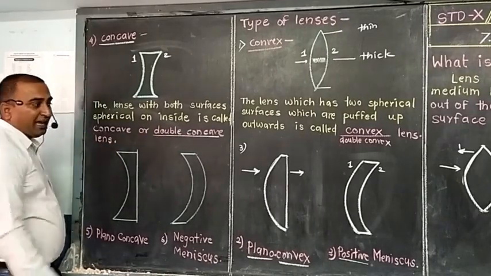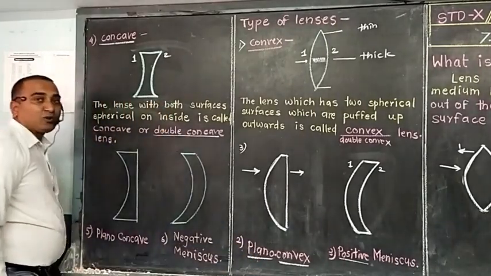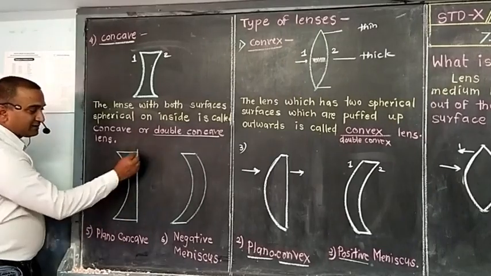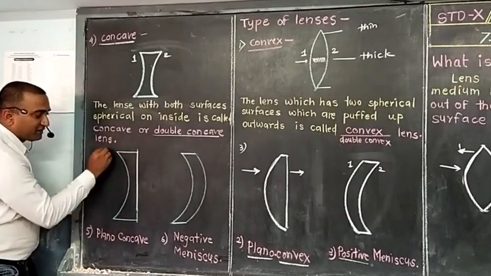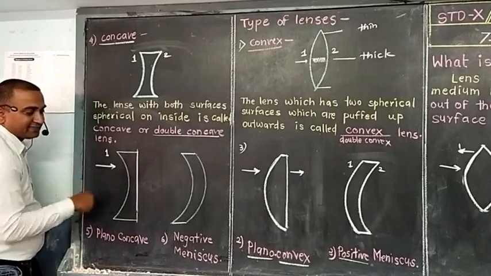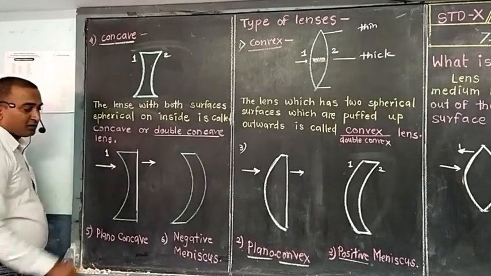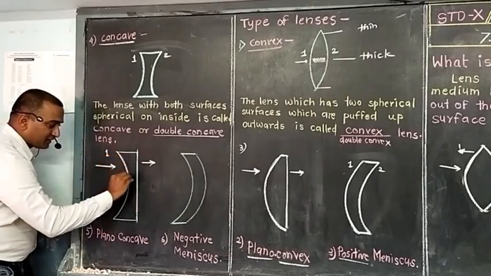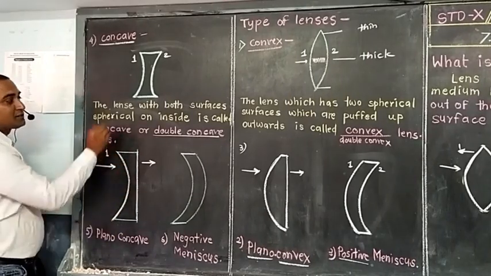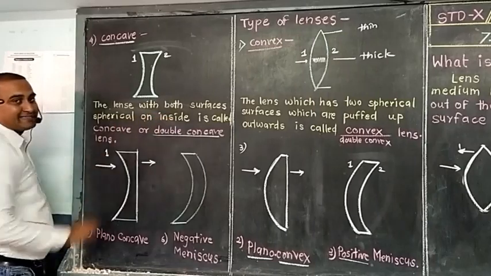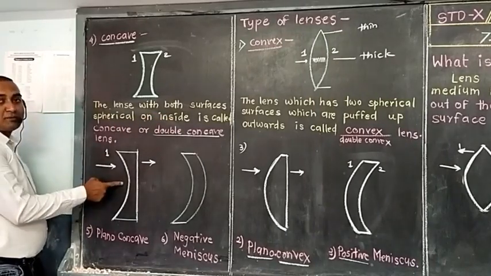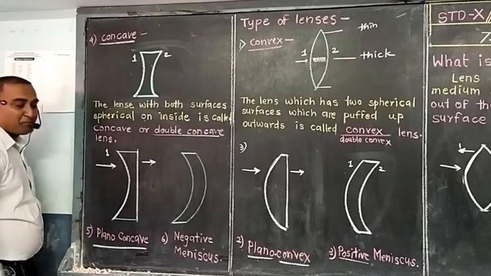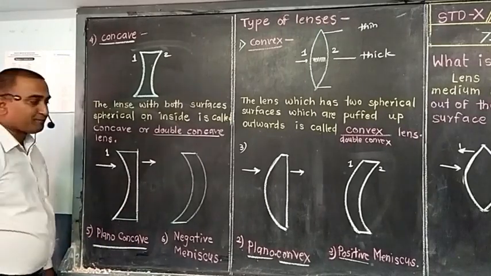The lens with both surfaces spherical on the inside is called a concave or double concave lens. As we have discussed plano-convex, here is also plano-concave. The first surface, from which light enters and emerges out, is plane, and only this one is spherical on the inside. So one is spherical on the inside and the second is plane. So this is called a plano-concave lens.